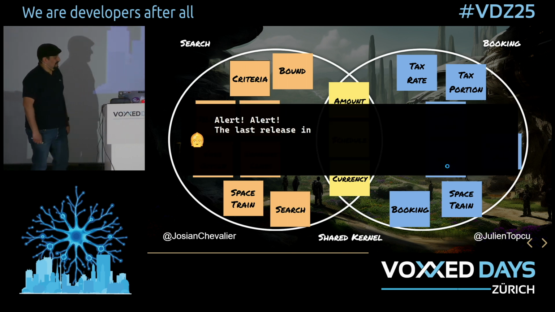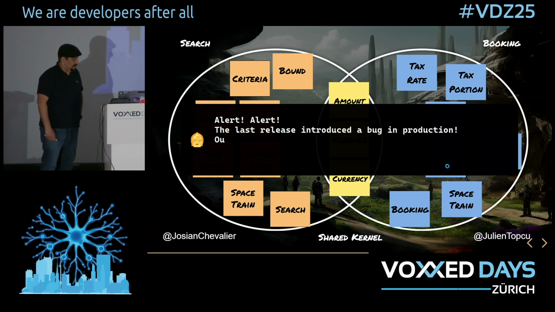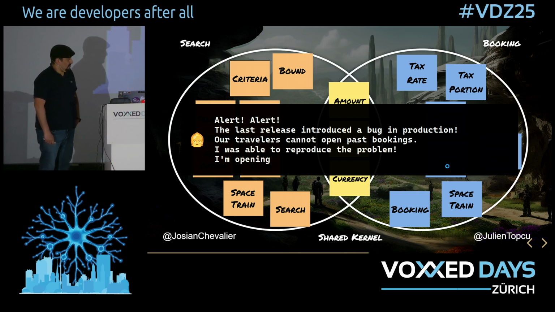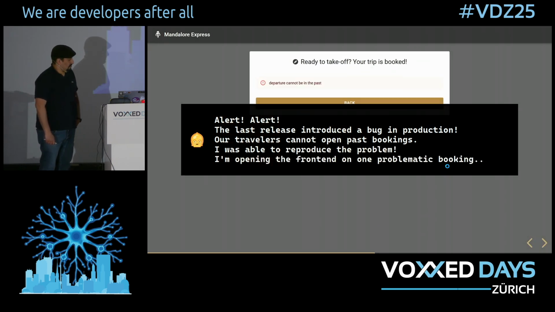The last release introduced a bug in production. Our travelers cannot open past bookings. I was able to reproduce the problem. I'm opening the front end on one problematic booking.